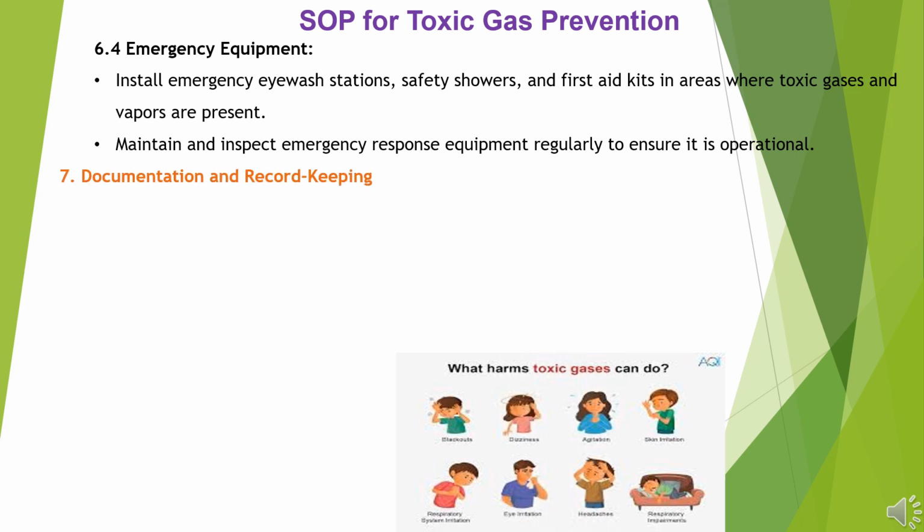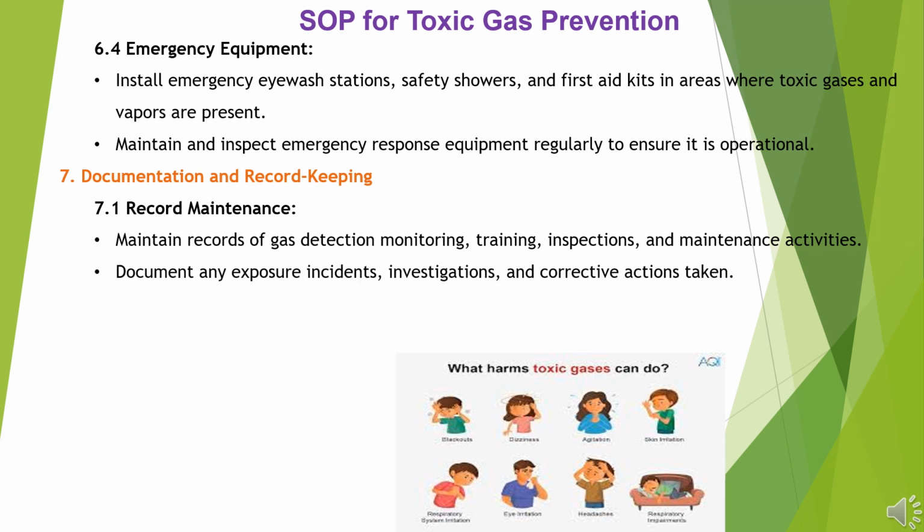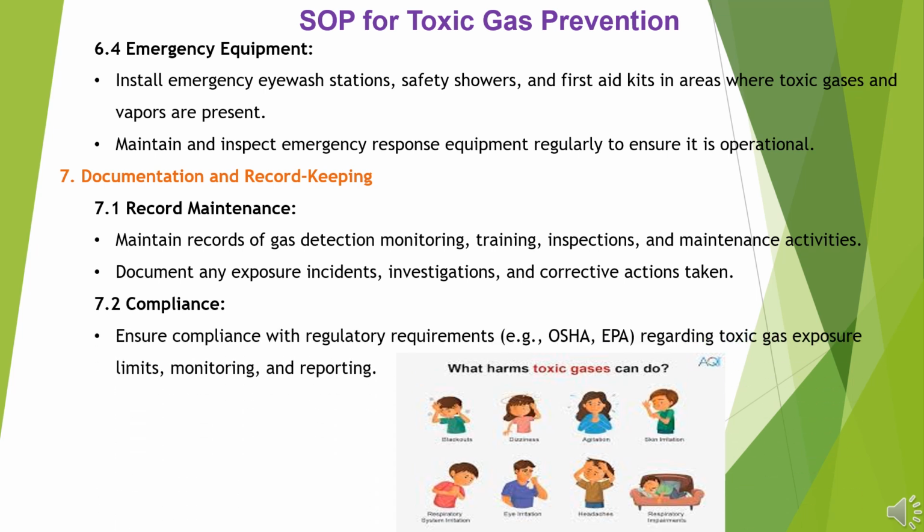7. Documentation and record keeping. 7.1 Record maintenance. Maintain records of gas detection monitoring, training, inspections, and maintenance activities. Document any exposure incidents, investigations, and corrective actions taken. 7.2 Compliance. Ensure compliance with regulatory requirements, e.g., OSHA, EPA, regarding toxic gas exposure limits, monitoring, and reporting.